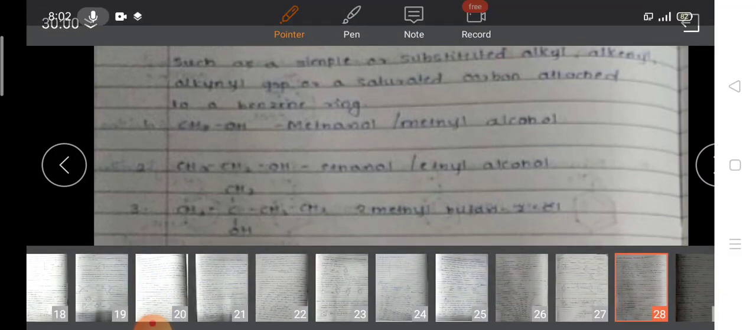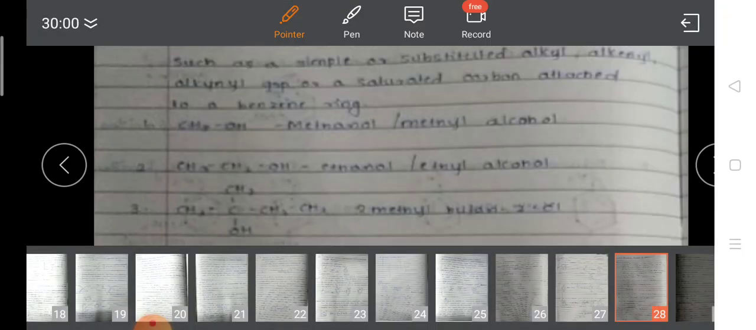Such as a simple or substituted alkyl group, a saturated carbon attached to the OH. Here examples are given. You can see the different examples. First one is methanol. In general it is called methyl alcohol.